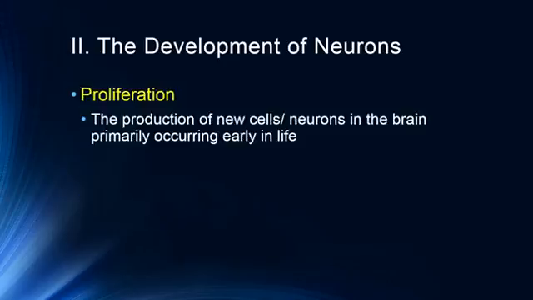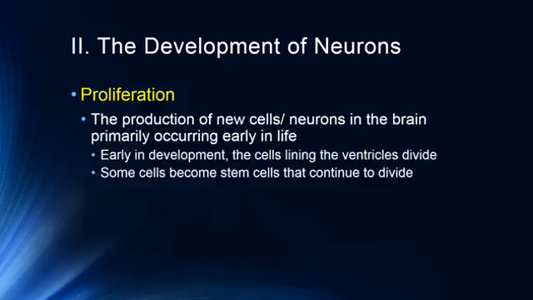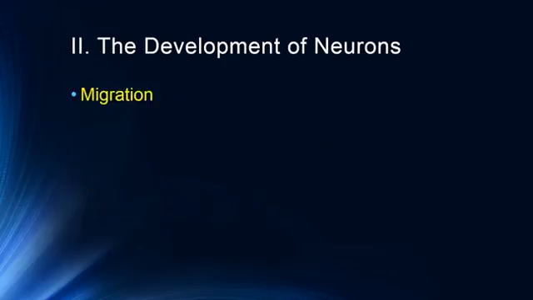So proliferation is the production of new cells or neurons in the brain, again, primarily occurring early on in life. Early in development, the cells lining the ventricles divide. Some cells become stem cells that then continue to divide and provide additional stem cells. Others remain where they are or become neurons or glia that then migrate to other locations.